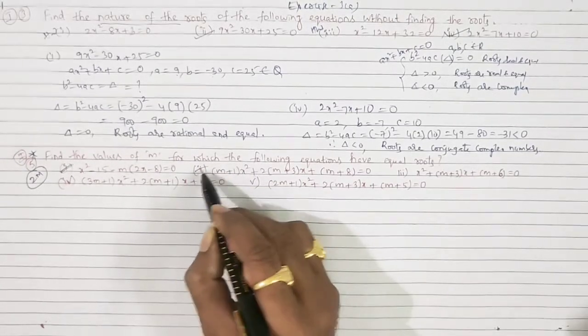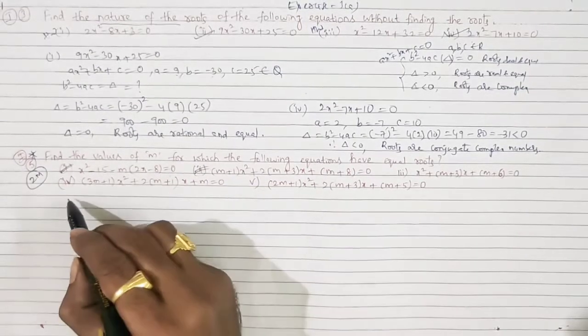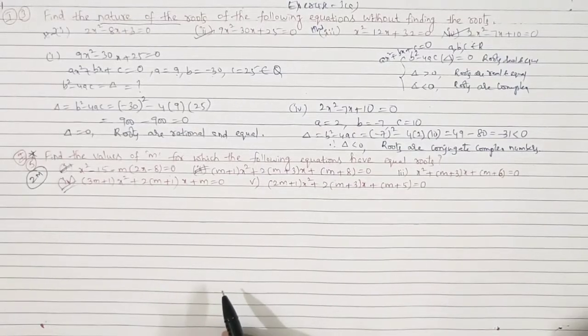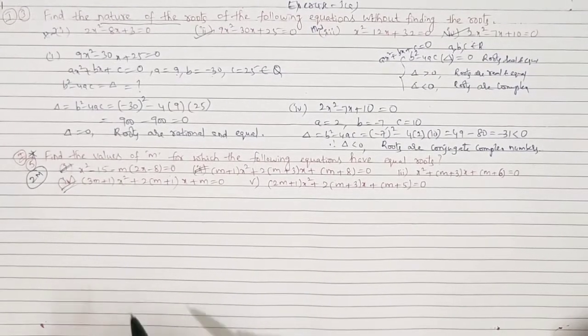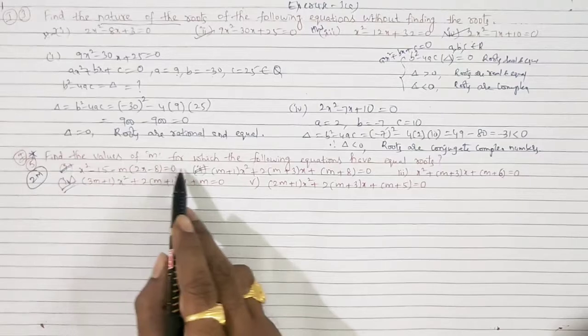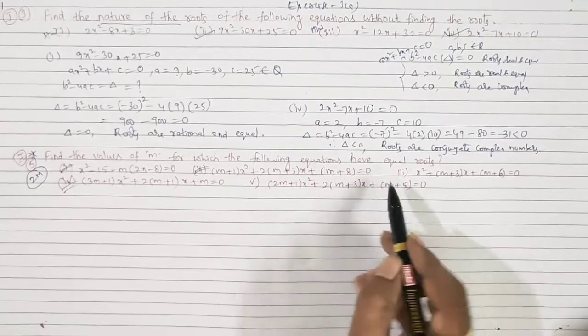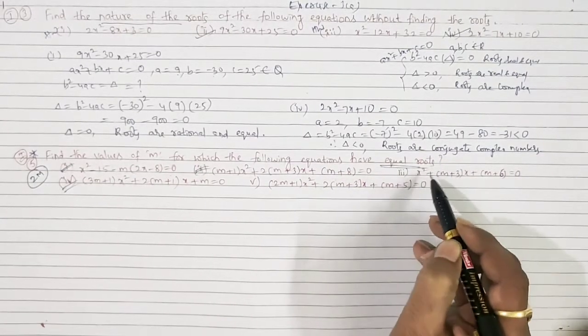In this I am going to solve the first two and the fourth one, which are most important for IPE. So here the question is: find the values of m for which the following equations have equal roots. Equal roots are given. The condition is equal roots.